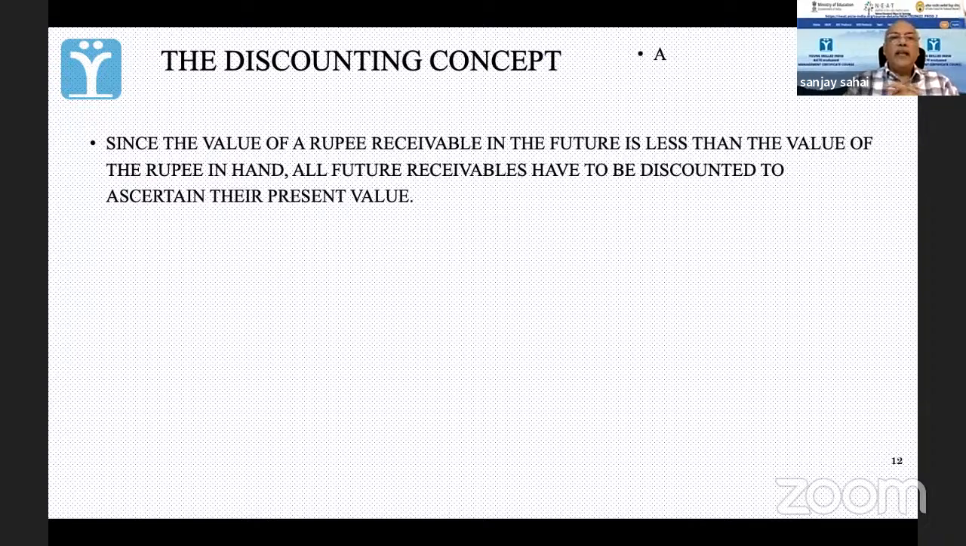So since the value of a rupee receivable in the future is less than the value of the rupee in hand, all future receivables have to be discounted to their present value. We've discussed this in the past, so basically, to a certain extent, this is a revision of what we've done before.